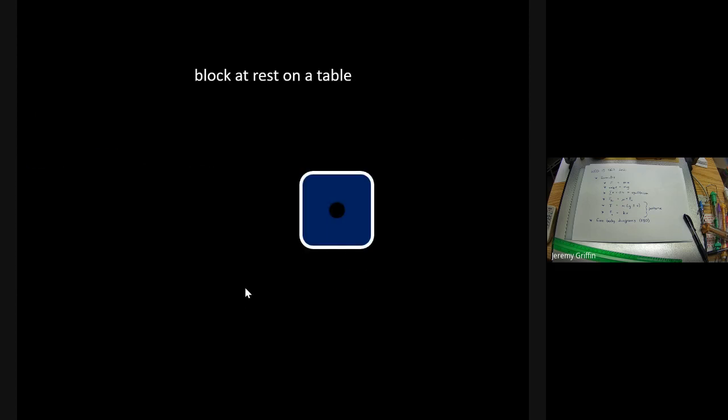Block at rest on a table. Oh, well, you guys know that one already because you just saw that one. So 2 force vectors, that's it. Block at rest on a table. There's the weight pulling down. There's the normal force acting up. I guess the implication here is it's a horizontal table, flat table, but it's usually the case, right? So let's get that one.